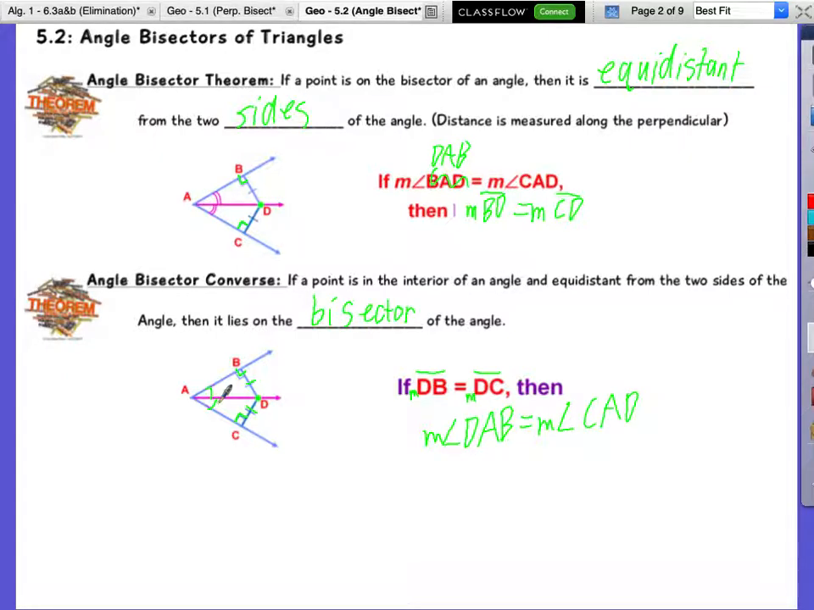Very similar to our perpendicular bisector theorem, if the point was equidistant from the two endpoints of the segment, it had to be on the perpendicular bisector. We're saying if the point is equidistant from both of these sides of the angle, it has to be on the bisector of the angle. So pretty similar thing. Instead of the perpendicular bisector of a segment, we're dealing with the bisector of an angle.